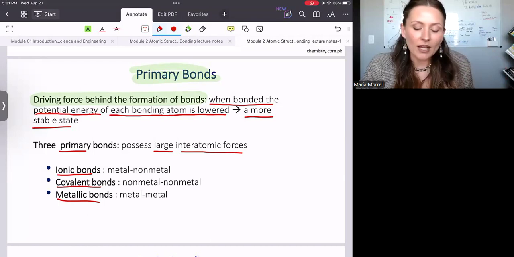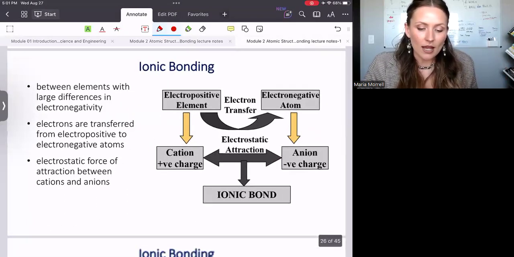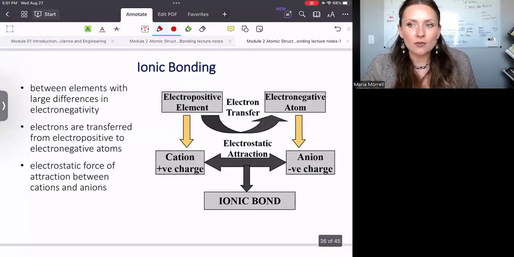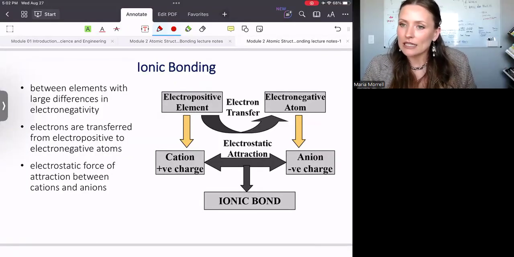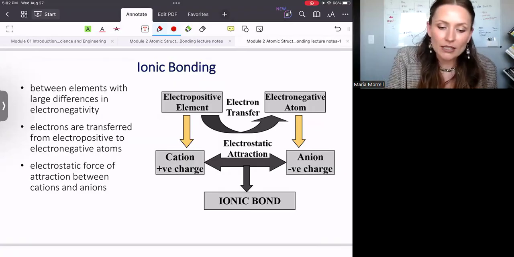Hopefully that makes sense. Now let's jump into the discussion of each of the bonds. It's going to be relatively simple and relatively straightforward. At least I'll do my best to keep it simple, okay? Let's start with the ionic bonding, okay?